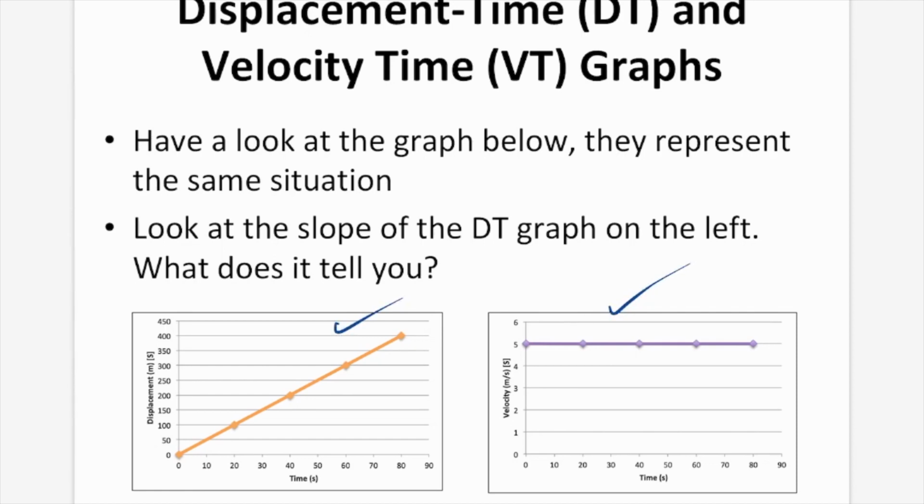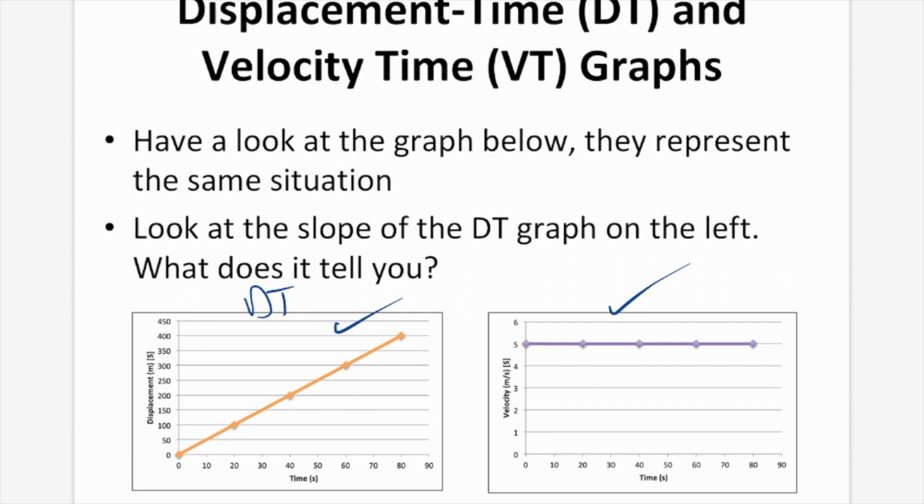And if you take a look at the slope of the dt graph right here, what do you think it tells you? How does it look? What does it remind you of in terms of the velocity time graph? So pause the video, have a look, and see if you can see how they're connected to each other. So how exactly do they relate to each other?